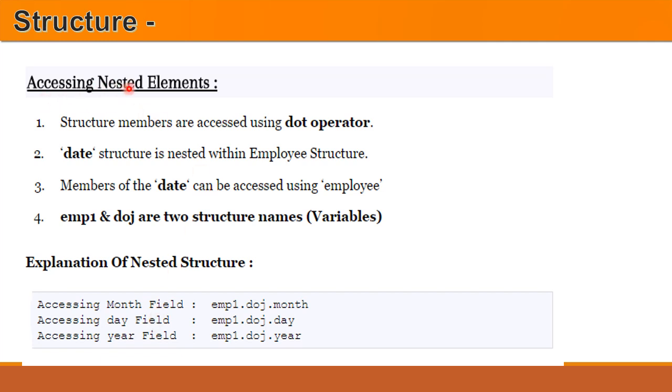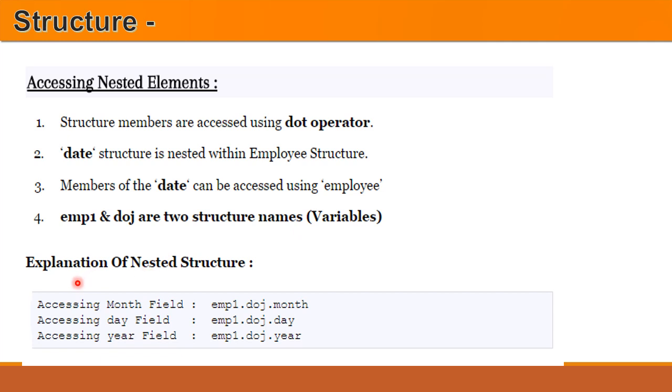So how can we access the nested elements? As we have seen, we have created one structure called date and another structure called employee. If we have to access the elements of date from the employee structure, how can we access them? Structure members are accessed using the dot operator. The date structure is nested within the employee structure, so the members of date can be accessed using the employee variable. So emp1 and doj are two structure variables.